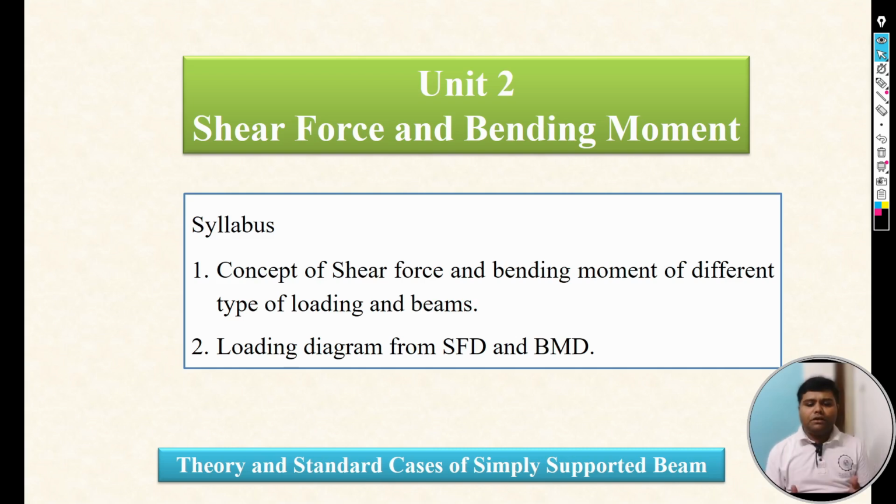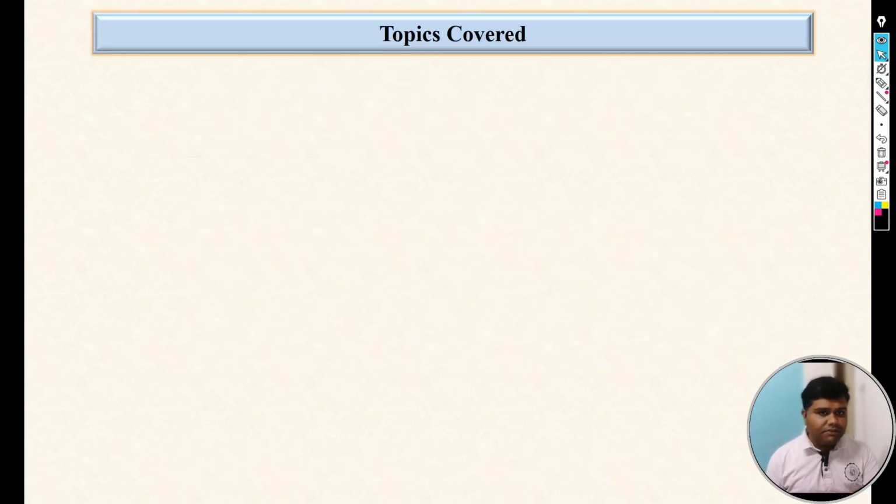We have already started the series on the calculation of shear force and bending moment diagrams of a simply supported beam. In that series we have already covered some standard cases, and today we are going to discuss the next standard case.